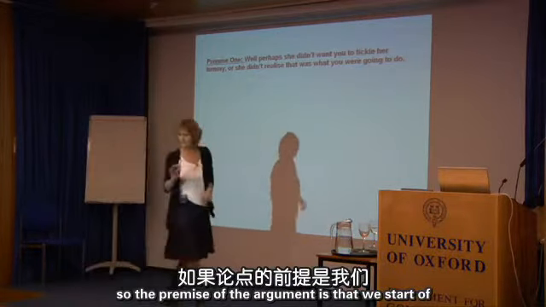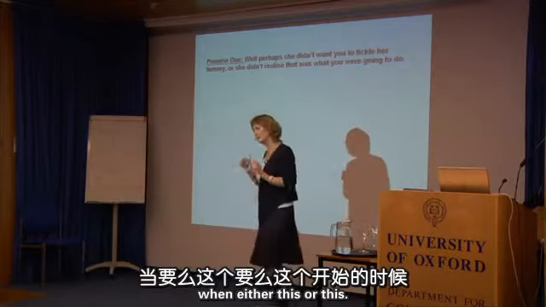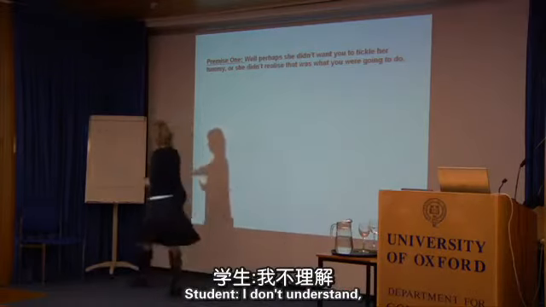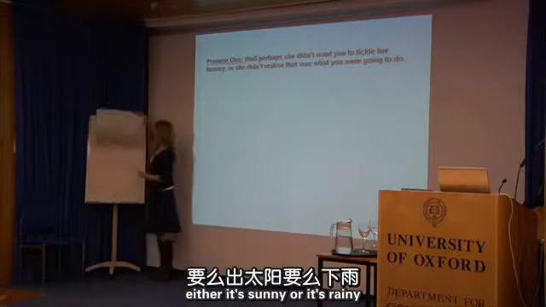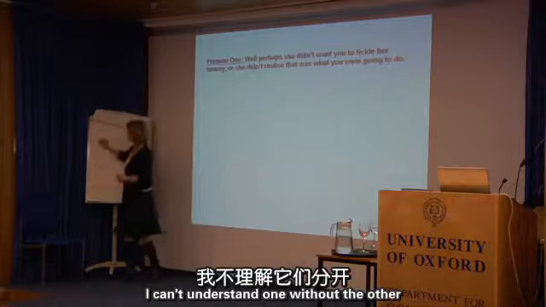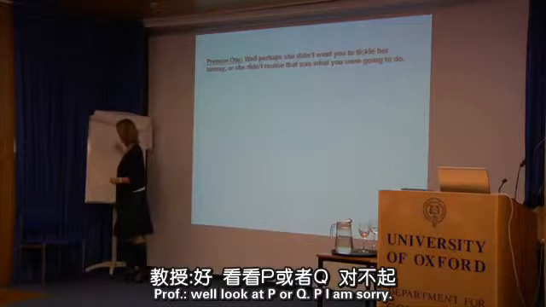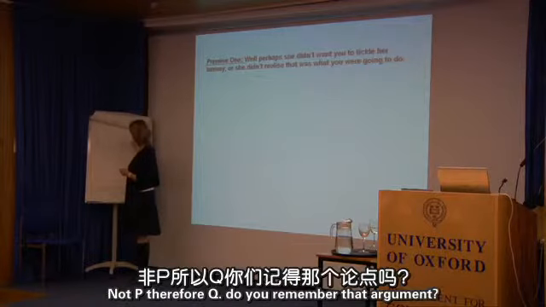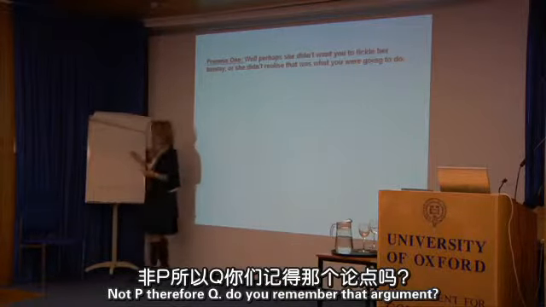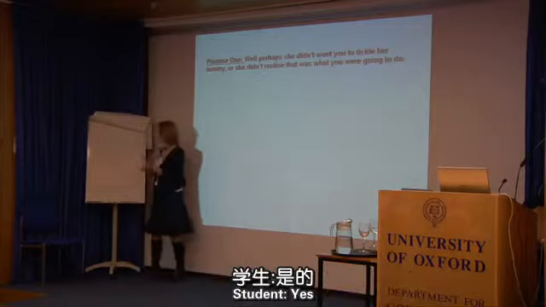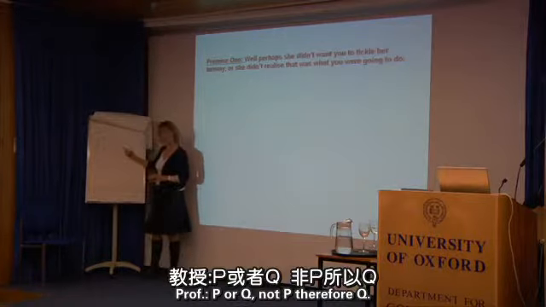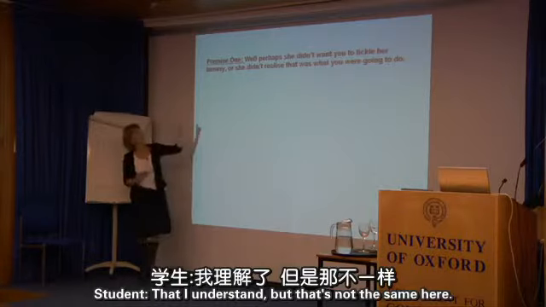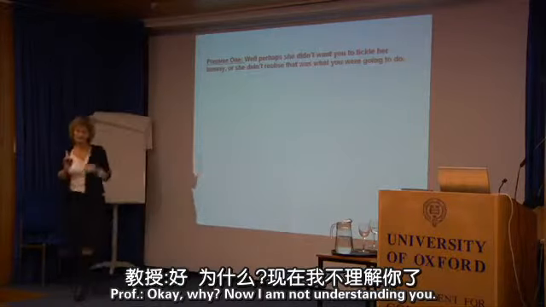Okay, so the premise of the argument is we start off with either this or this. Do you remember when we were doing the argument? I understand it. It's either sunny or it's raining. Well, look at P or Q, not P, therefore Q. Do you remember that argument? P or Q, not P, therefore Q. Yeah, that I understand. That's not the same here. Okay, why? Now I'm not understanding you.